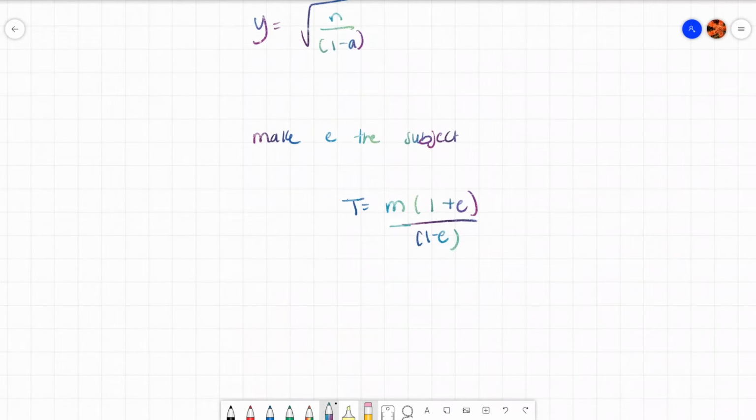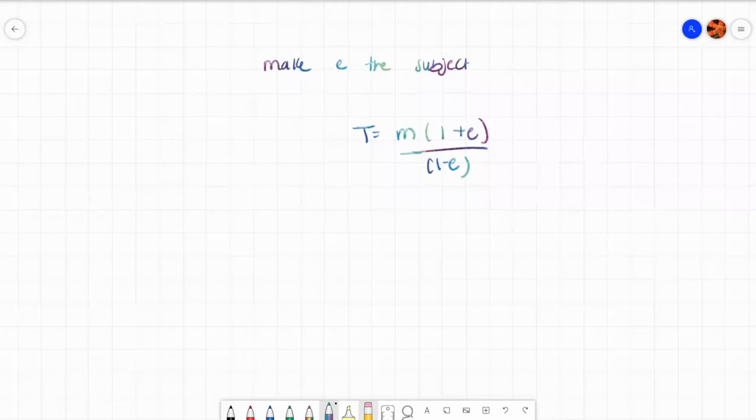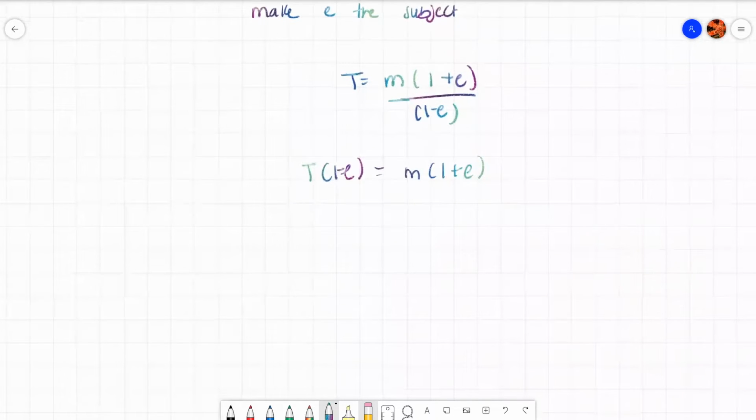First of all, let's get rid of the bracket of 1 minus E. So it's a divide by 1 minus E, so you get a times by 1 minus E on both sides. So that's T times (1 minus E). This side's just left with M times (1 plus E), because a times by 1 minus E and divide by 1 minus E cancel each other out. I'm going to expand the brackets because I can't do anything else with these. So I'm left with T minus ET equals M plus ME.